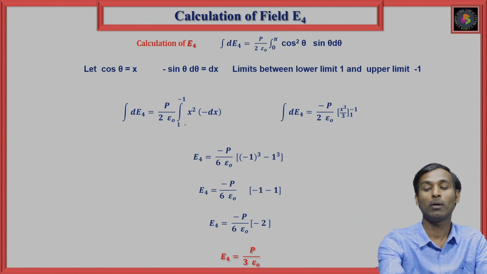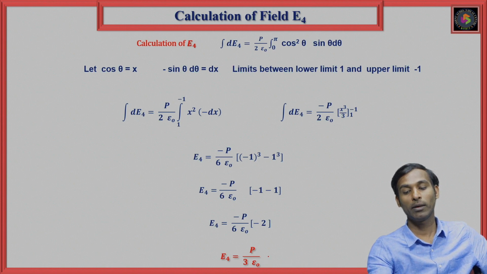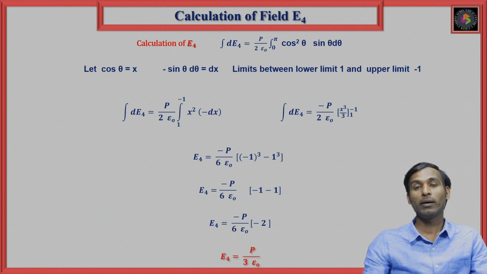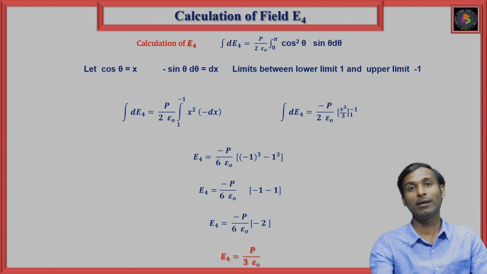In the integral formula, integral x square dx equals x cube by 3, lower limit is 1, upper limit is minus 1. So integrating this equation, we will get the final equation as E4 is equal to P by 3 epsilon naught. Compared to the remaining three fields, field E1, field E2 and field E3, field E4 is the important derivation, as we have to calculate for the surface of the sphere and charge element. So finally E4 is P by 3 epsilon naught.